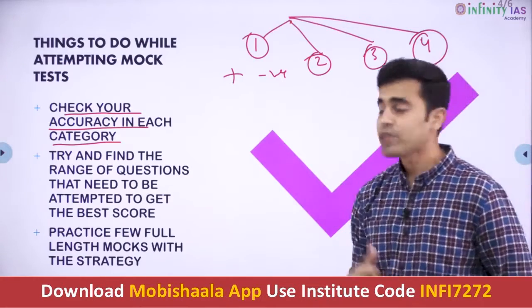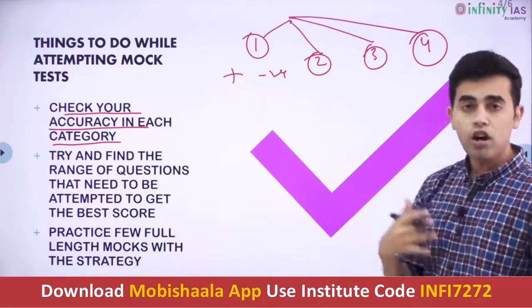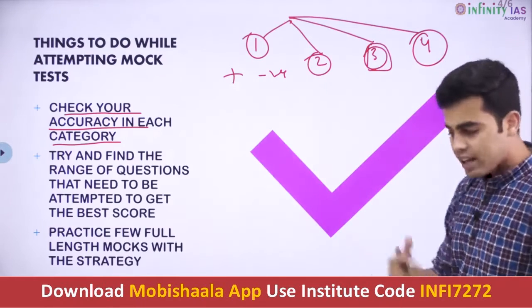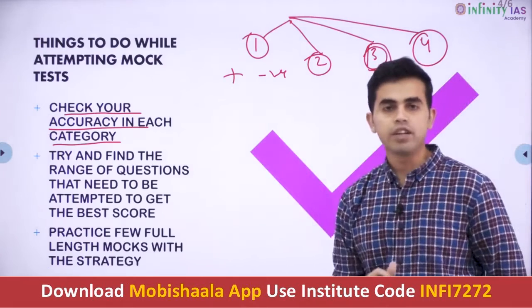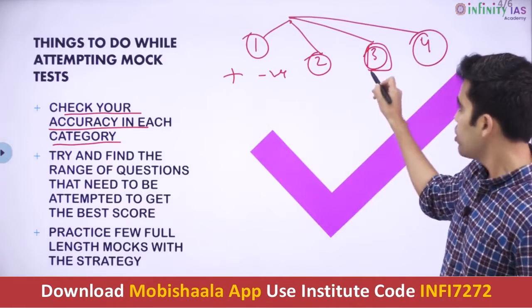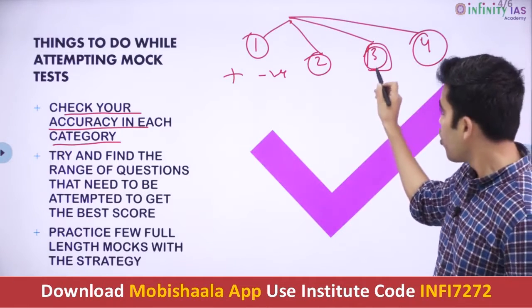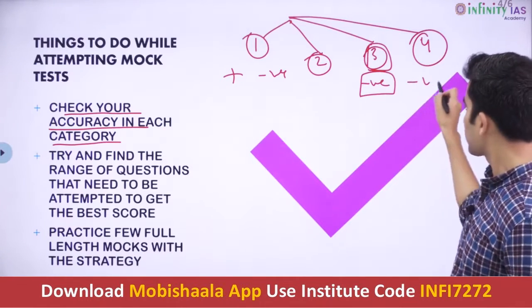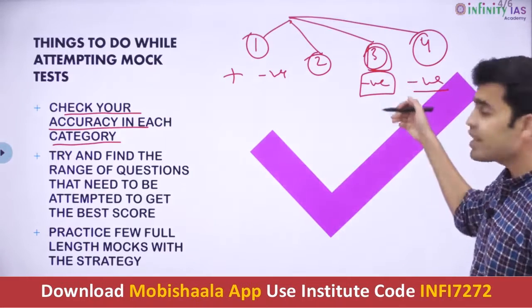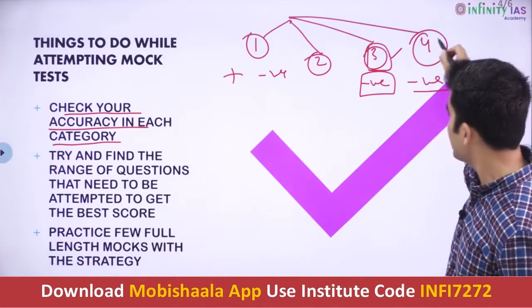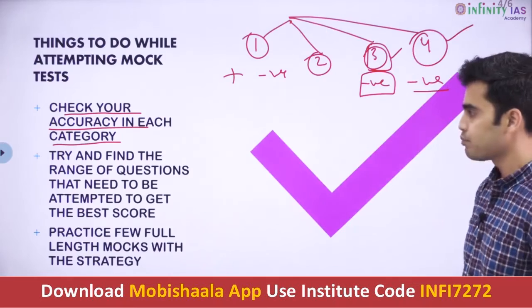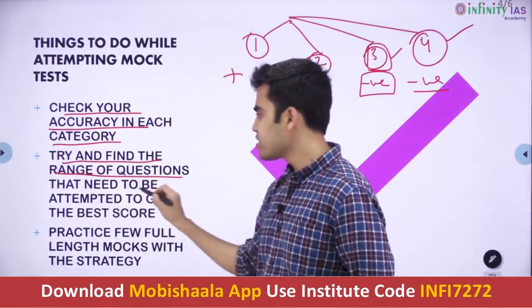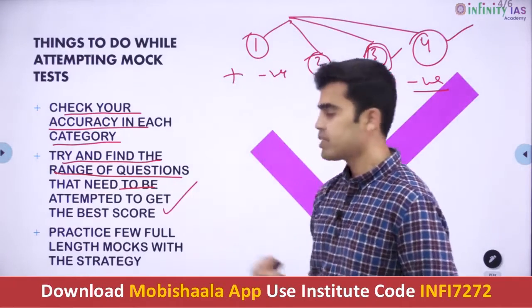Check your accuracy. For example, if you are getting a lot of negative marks when you can only eliminate one option, try minimizing it in the next mock test. If you are getting very low marks or only negative marks at the end from this category or this category, try reducing the number of questions that you are attempting from these 2 categories. And then finally, try and find the range of questions that need to be attempted to get the best score.